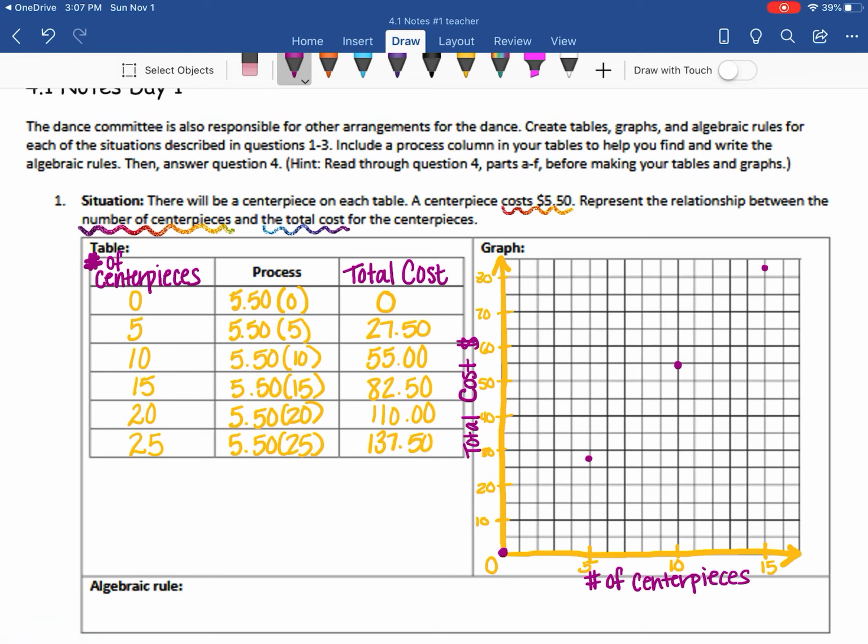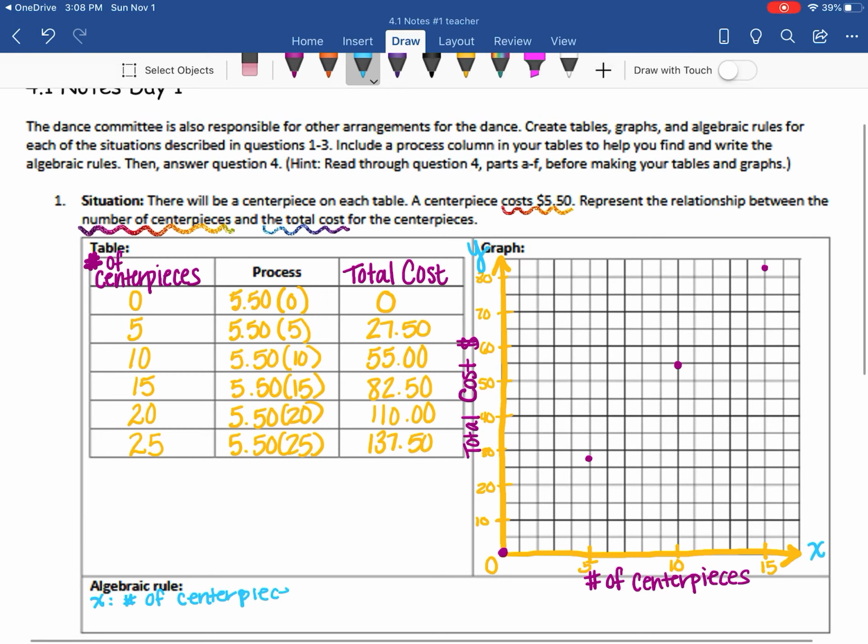Okay, and then the last thing that we're going to do is write our algebraic rule. And before we do that, we should probably define what our variables are going to be. Even though it's in our table, even though it's in our graph, we should also do this before we write our rule. Okay, so I know that x is the number of centerpieces.